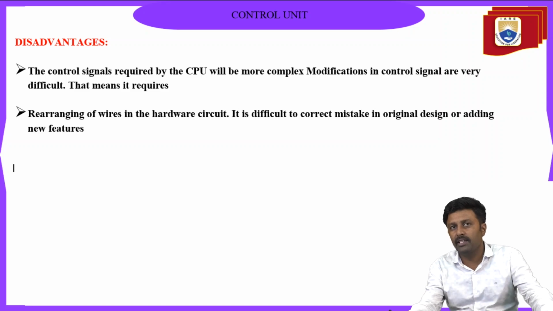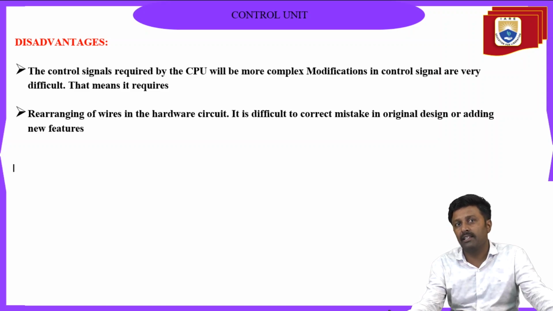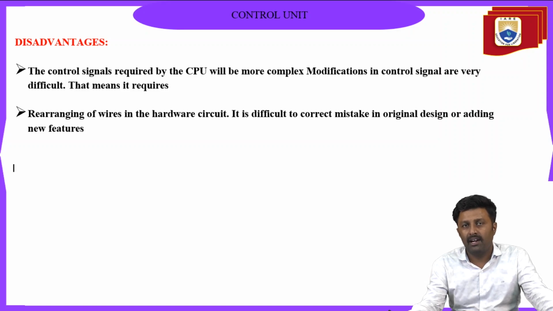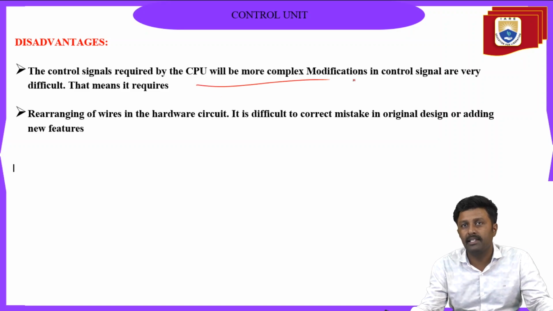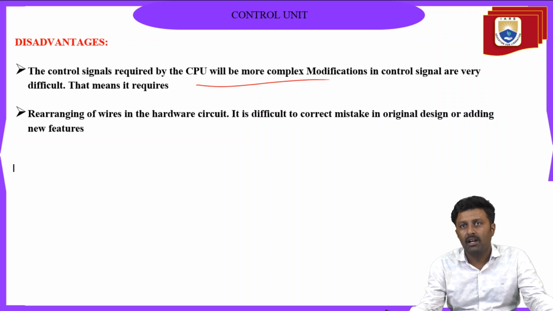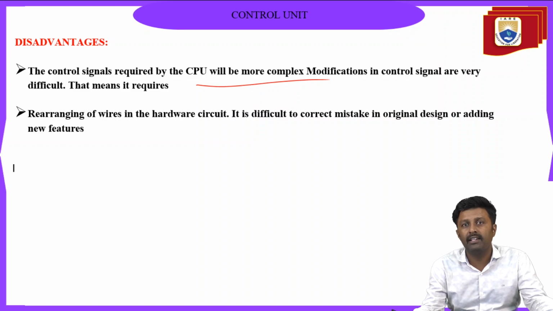When it comes to the disadvantages, in the hardware control unit, the control signals required by the CPU will be more complex. So the control signals will be more complex here. Modifications in control signals are very difficult. That means it requires rearranging of wires in the hardware circuit.